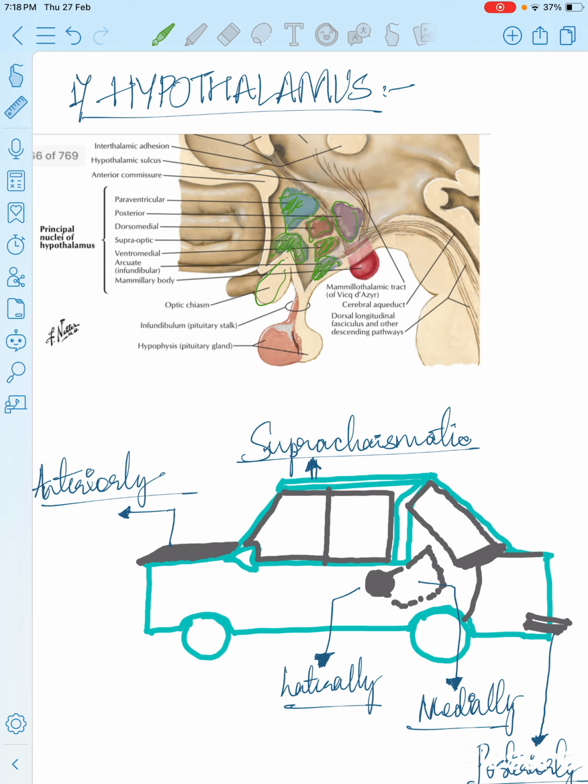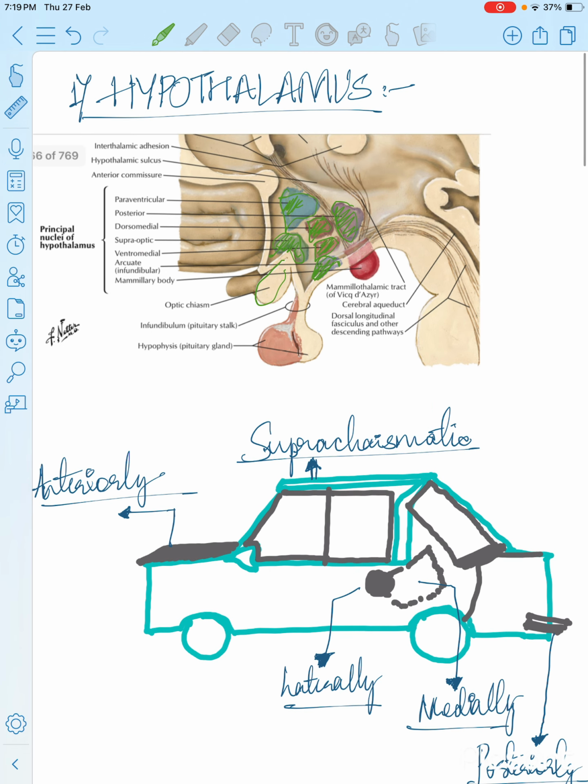the infundibulum, pituitary infundibulum, is the arcuate or the infundibular nucleus. The one which is a bit medially but more dorsally is the dorsomedial, and the one which is posteriorly is the posterior nucleus. So these are the principal nuclei of hypothalamus as seen in sagittal section, and you can also see the relationship between the hypothalamus and the pituitary. The hypothalamic nuclei play an important endocrine role, which will be discussed below.